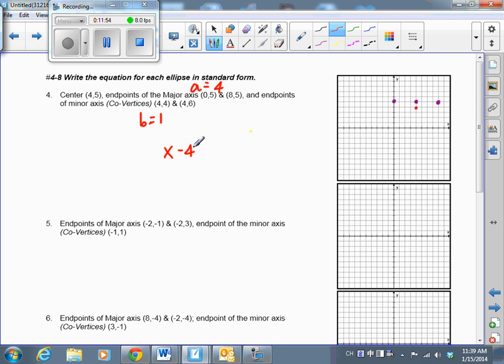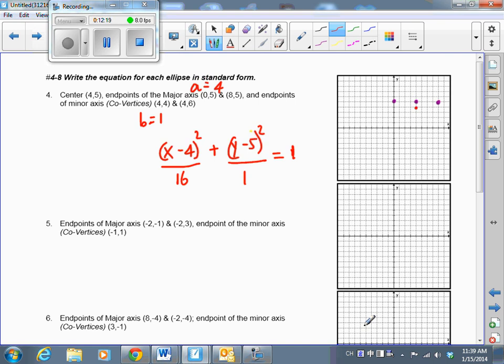X minus 4 squared, plus y minus 5 squared, and the other one will be over 16 on the first one, and over 1. Perfect. You gotta know first the format. The format is something square over some, you know the format.